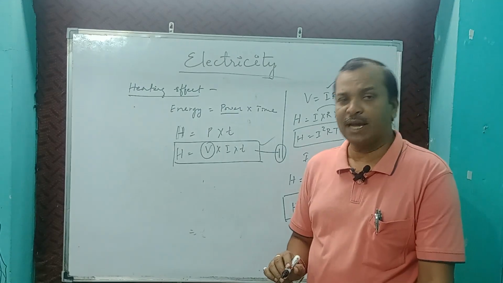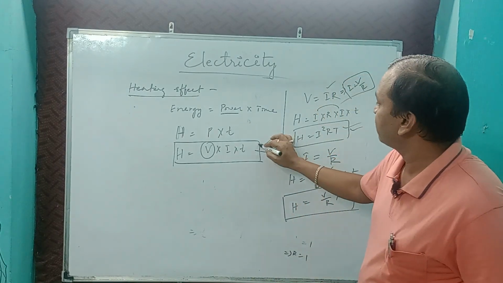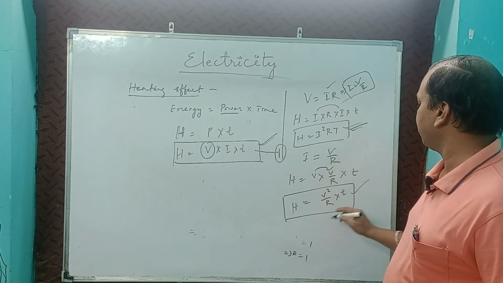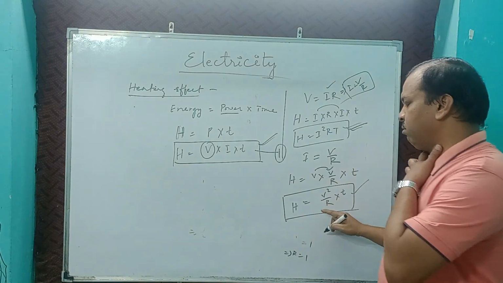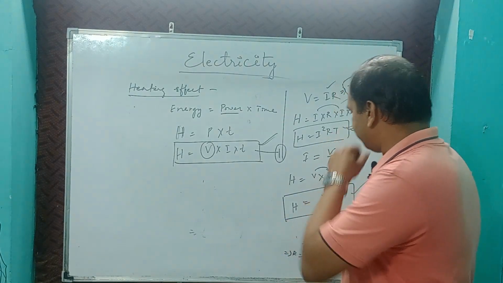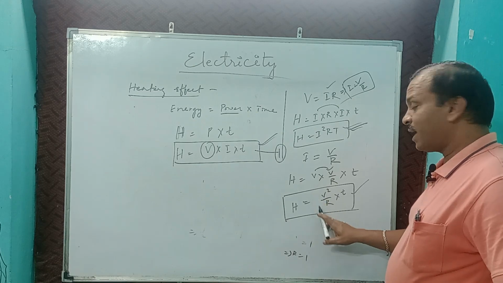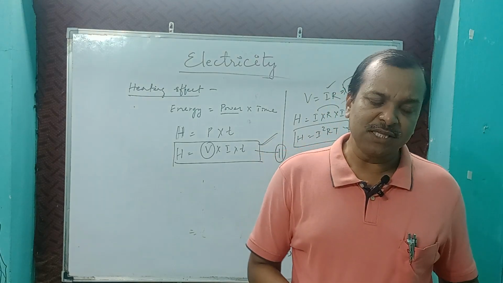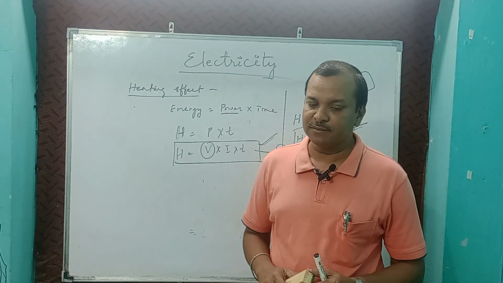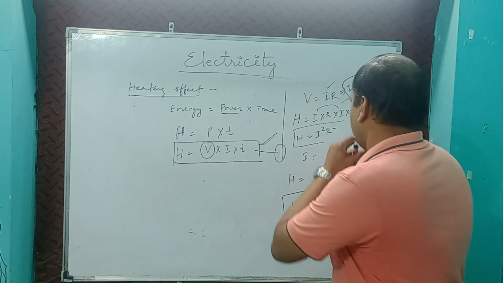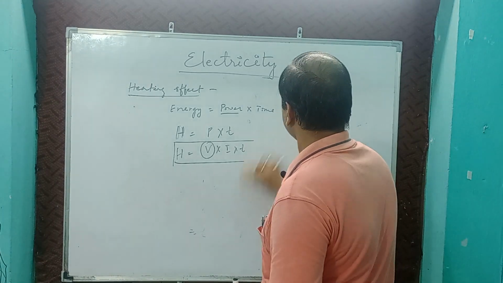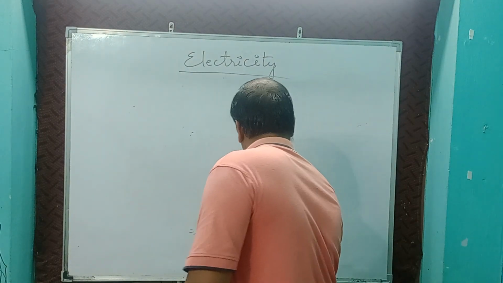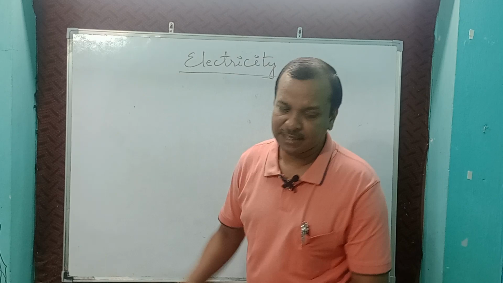Clear? For H, the heating effect, we can have these formulas: V into I into T, I square into R into T, and V square by R into T. This is also known as Joule's law of heating.